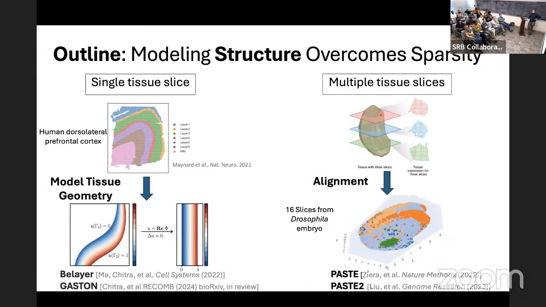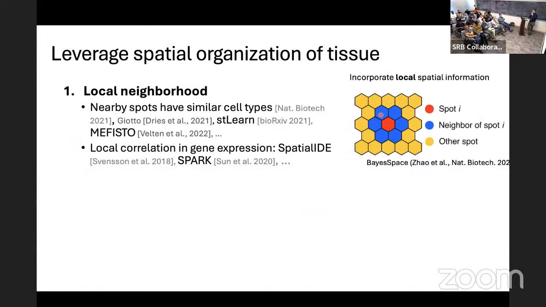So let me show you the model tissue geometry part. There are many methods that do this, and most of them look at how the tissue is locally in space. They use the fact that tissues are structured. So if I'm looking at this one spot here, and I'm interested in the expression of a gene in this spot, then probably the expression of the gene in this spot is similar to the expression of its neighbors, most of the time, right? Nearby cells like to be together. So you use this local neighborhood information.